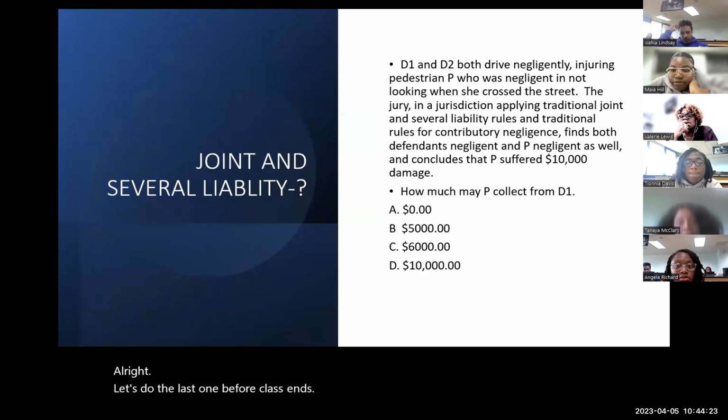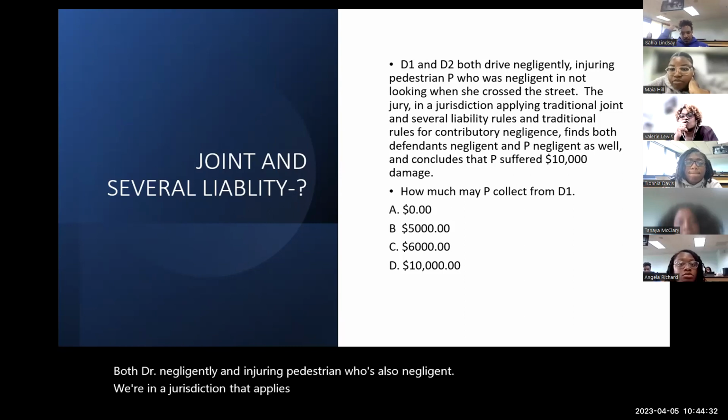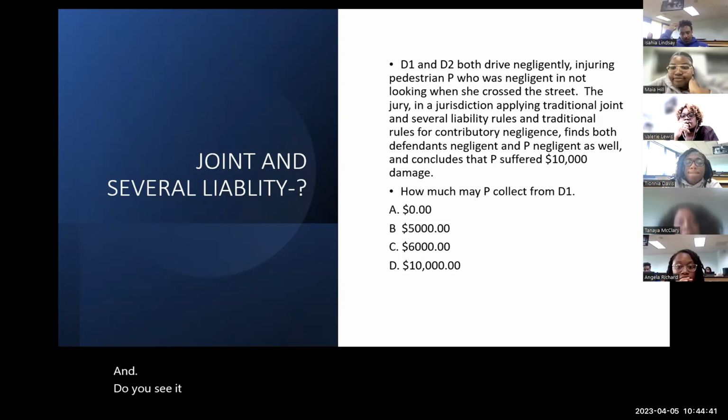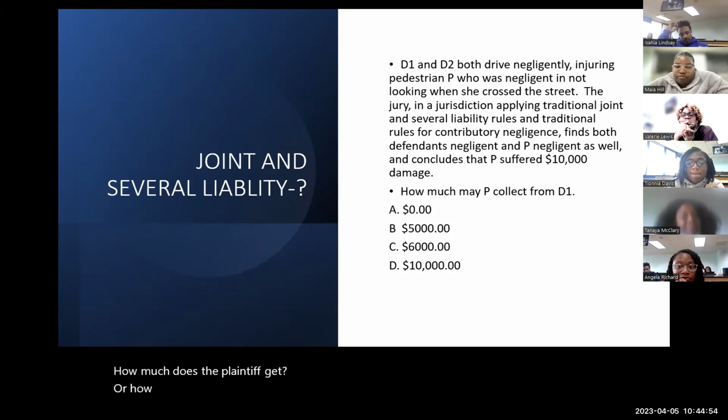Both drive negligently, injuring a pedestrian who's also negligent. We're in a jurisdiction that applies joint and several liability. And do you see it? Traditional rules of contributory negligence. How much does the plaintiff get? Or how much can she collect from D1?